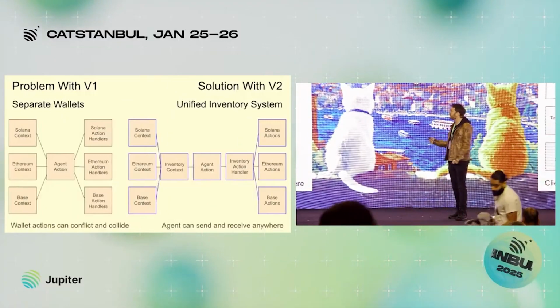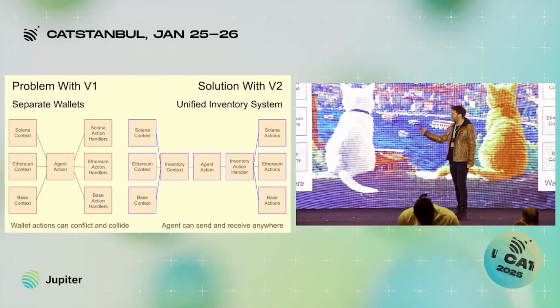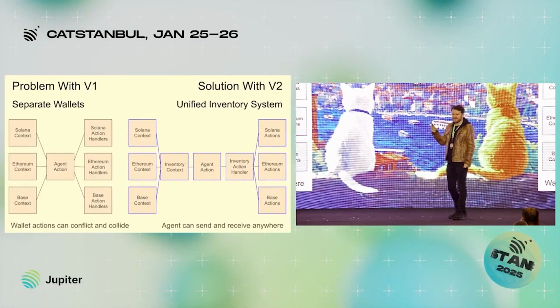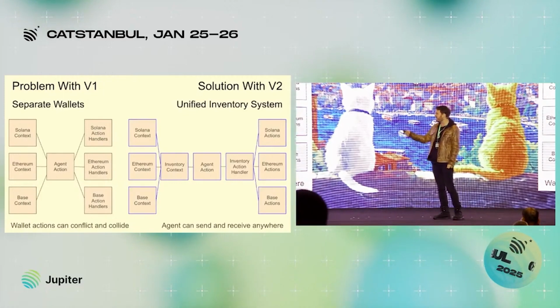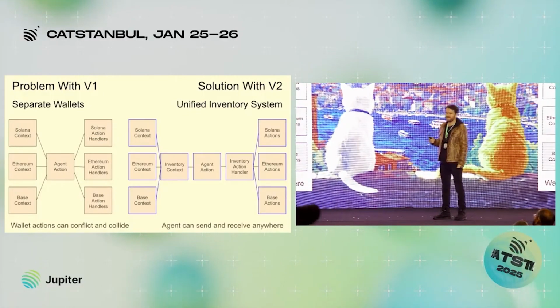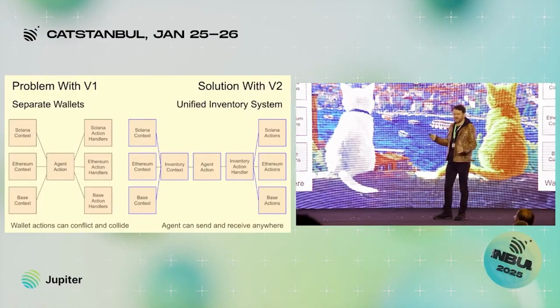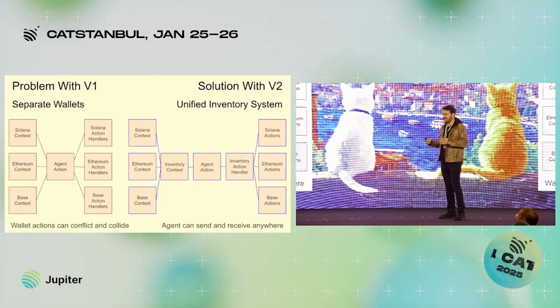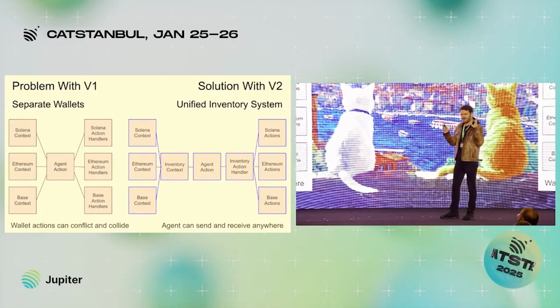Again, this is the issue with separate wallets. We have context for Solana. You could have context for Ethereum mainnet, Base, all that stuff, and then actions for each of those. We noticed, though, that sometimes we get wallet collision. Sometimes the actions are named the same, and it gets a little confused. So now we have this new thing where we have all the context going into what we call the unified inventory.